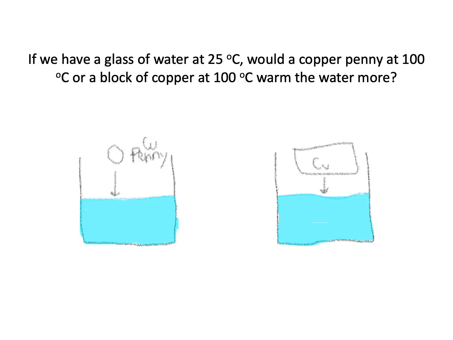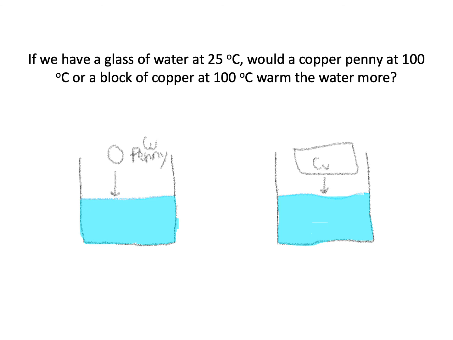The final thing I want to look at here is a situation to explore what the equation tells us. If we have a glass of water at 25 degrees Celsius, would a copper penny at 100 degrees Celsius or a block of copper at 100 degrees Celsius warm the water more? Here we have to think about the variables in the equation. These have different masses. A copper penny and a block of copper would have different masses. So when we think of Q equals mC delta T, we're thinking about mass here.